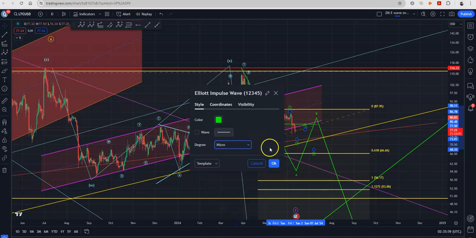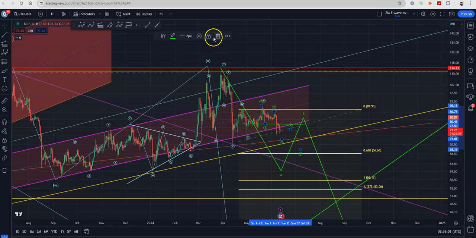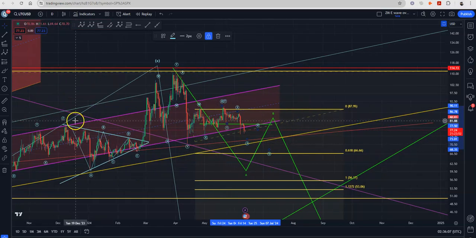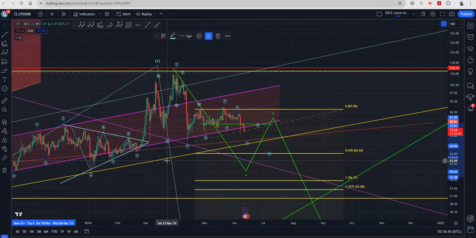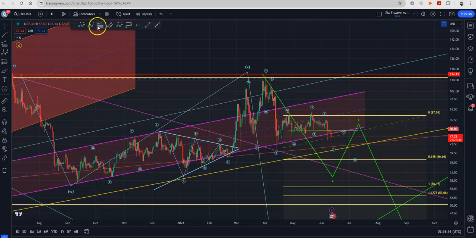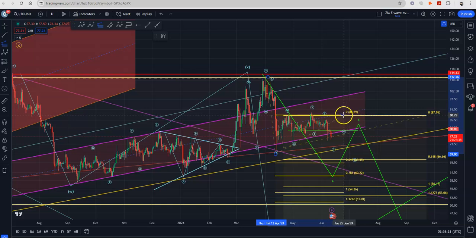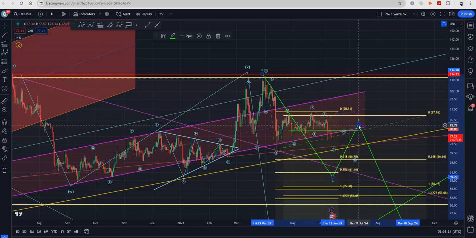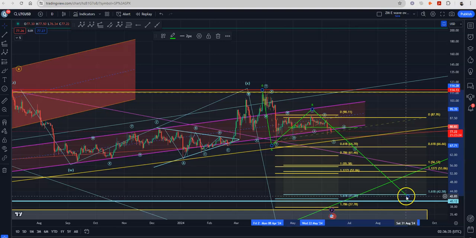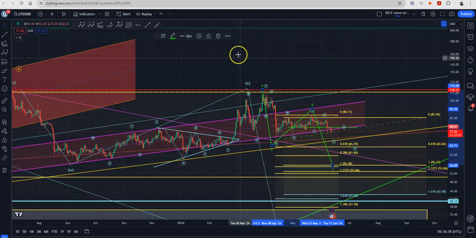Let's do micro again. Let's make this corrective color. I like making my corrective colors in, what is this, light blue. Or cyan, I'm not sure what color that is. But yeah, there we have it, folks. So now we have a WXY. Let's see. We can do an ABC. We can make this an ABC here, just to give it some flair, even though it should be a WXY. There you go.